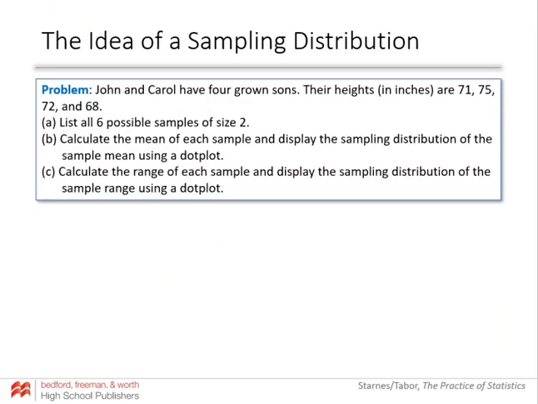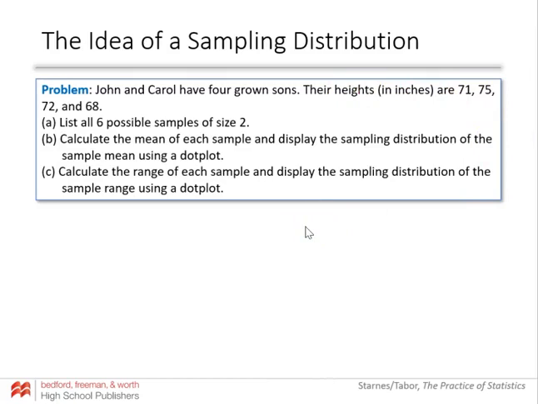Most of the time we're using a computer to do these things, but we'll work with very, very small populations to give you the idea of what the computer is actually doing. So John and Carol have 4 grown sons, and here we have their heights in inches. We're going to look at what a sampling distribution is.